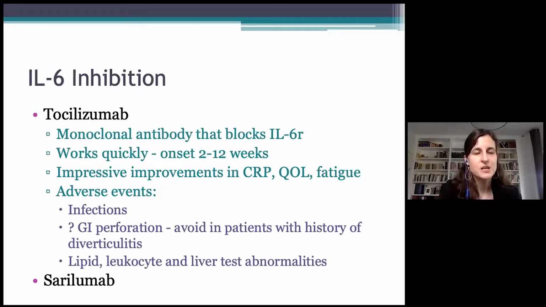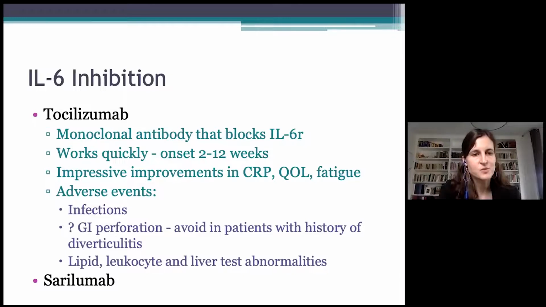IL-6 inhibition is also an important tool that we have in our arsenal to fight against inflammation in RA. Tocilizumab is a monoclonal antibody that blocks the IL-6 receptor. It works quickly, which is the nice thing about it. Its onset is a little bit faster at 2 to 12 weeks. And it has impressive improvements in CRP, quality of life, and fatigue.